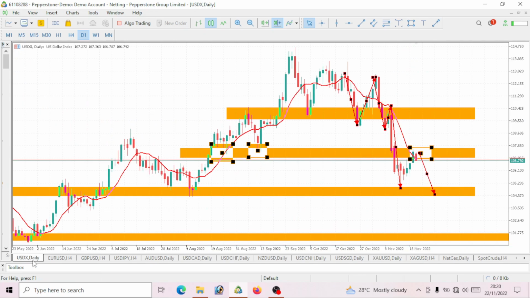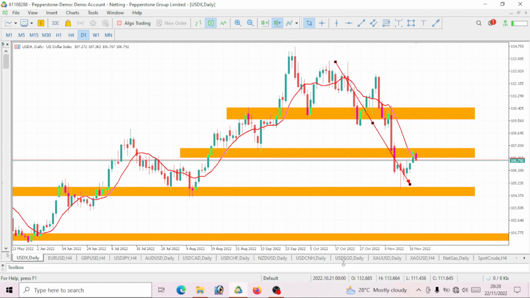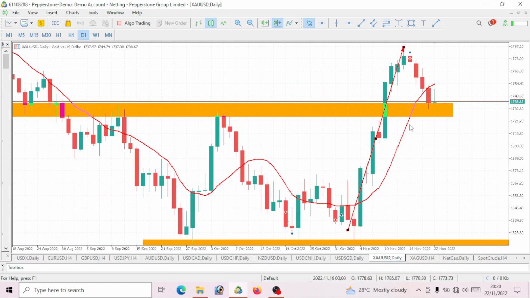If you take a look at it properly, you see that DXY is actually giving us a bearish move, especially on the daily time frame. So there's no doubt that we will continue to have a bullish move on this gold, right?